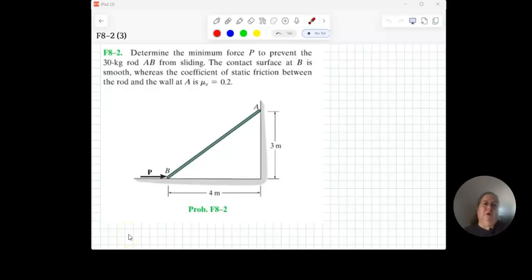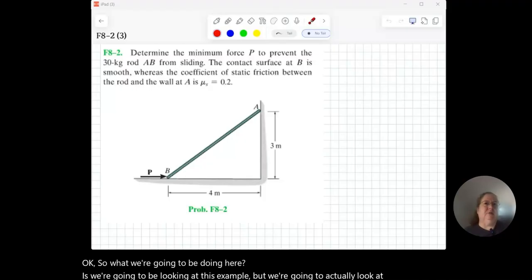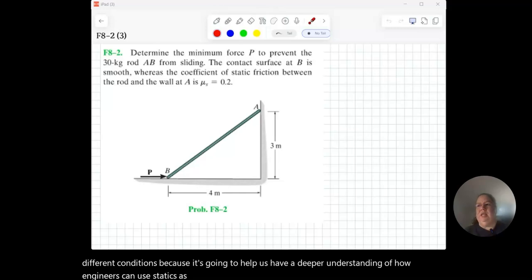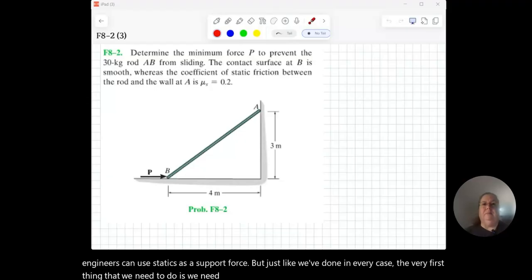Okay, so we're going to look at this example, but we're going to look at it under a few different conditions because it's going to help us have a deeper understanding of how engineers can use statics as a support force. But just like we've done in every case, the very first thing we need to do is start with a free body diagram. So let's take a look at that first.